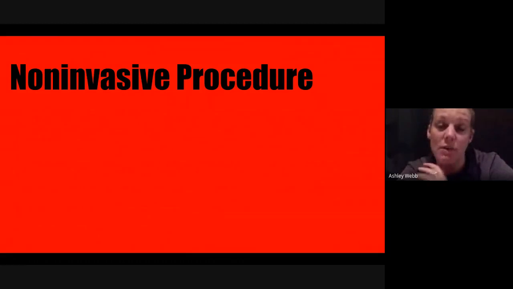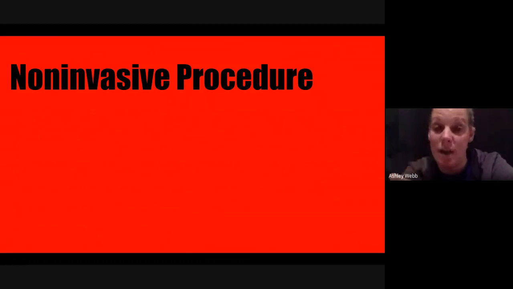Non-invasive procedure. So if an invasive procedure is having an incision, inserting instruments into the body, non-invasive is not doing that. You do not have an incision and you do not have to put instruments into the body, those kinds of procedures. So an MRI would be a non-invasive procedure.